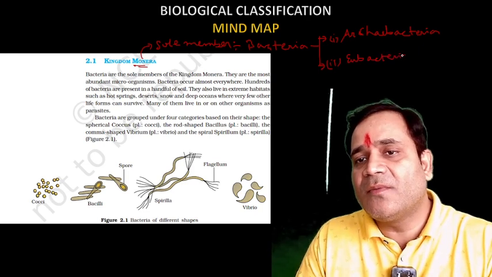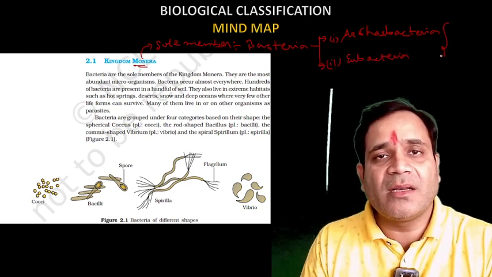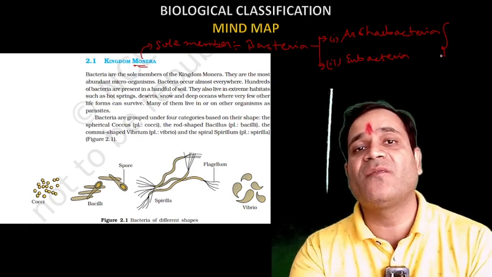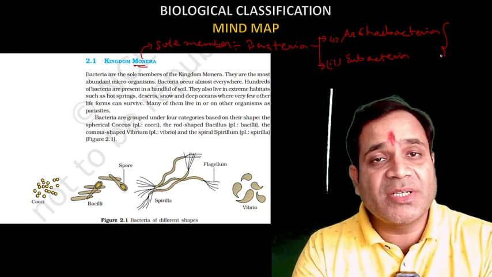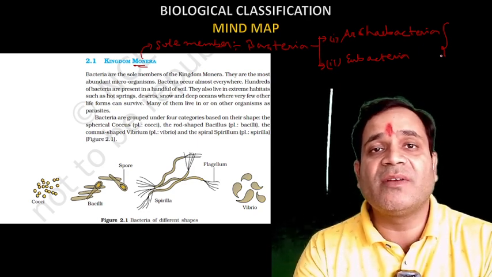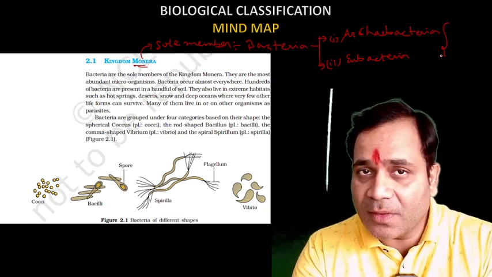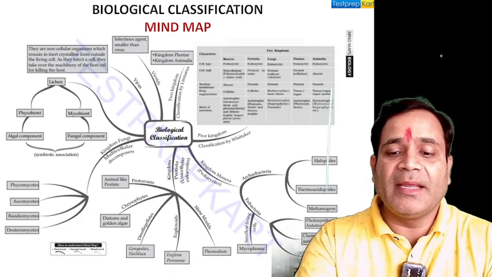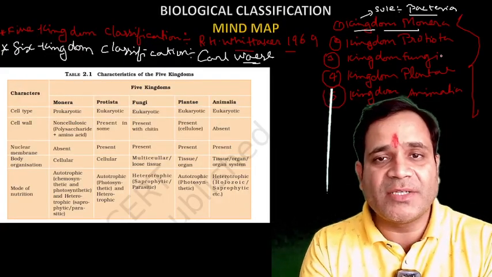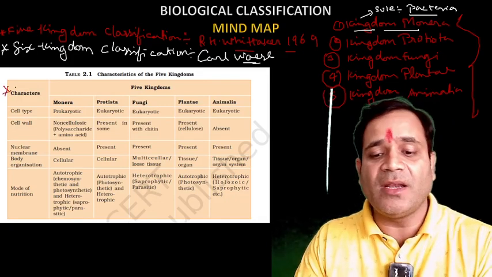I'm saying that bacteria are further classified into two parts, archaea and eubacteria, and this classification came under the six kingdom classification, which was given by the scientist Carl Woese. Hope you are getting it. Now see here, the classification according to R.H. Whittaker in 1969. There are some characteristics that are given in your mind map also.